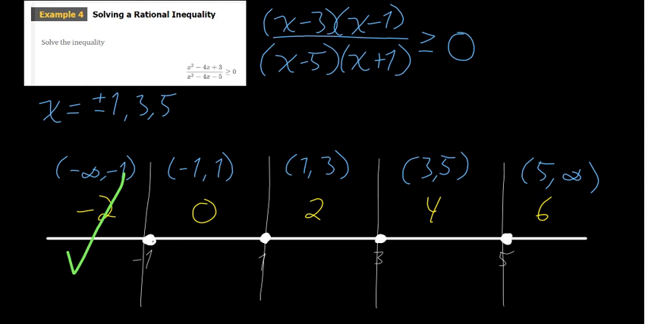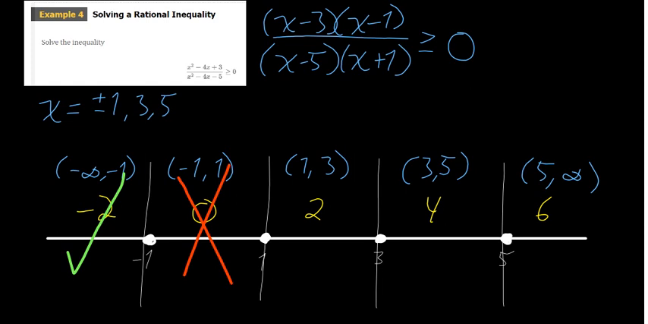So this works. If I plug in a 0, this becomes a negative, turns to negative, turns to negative, and this is a positive. All right, well, that is negative times negative is a positive. Negative times a positive is a negative. A positive over a negative is a negative. So this interval does not work.